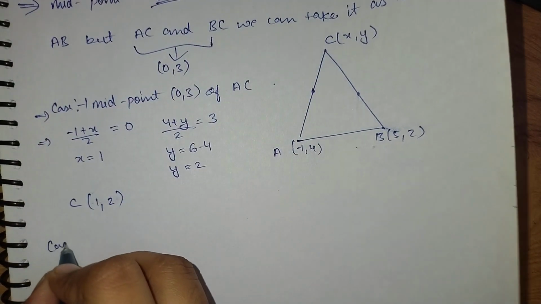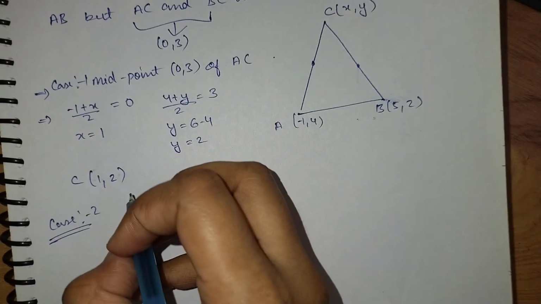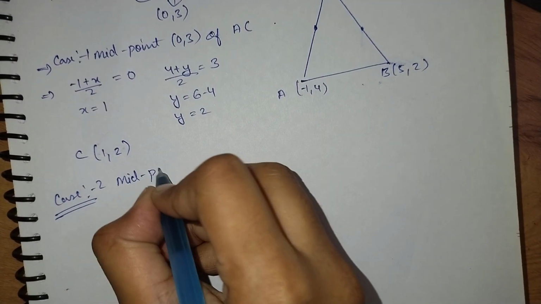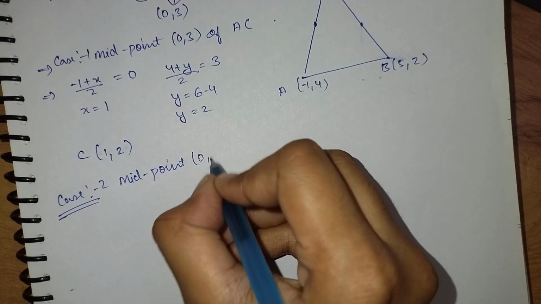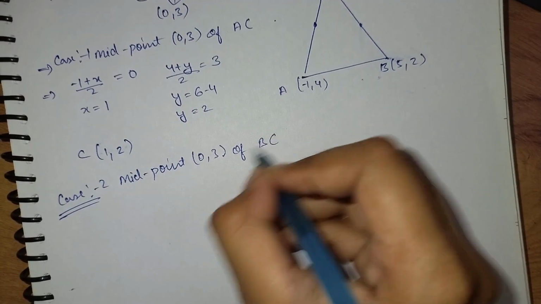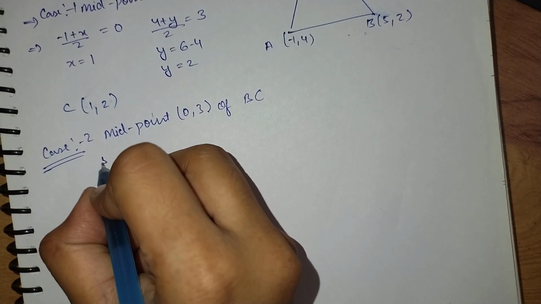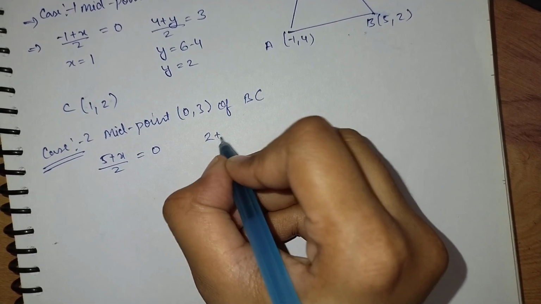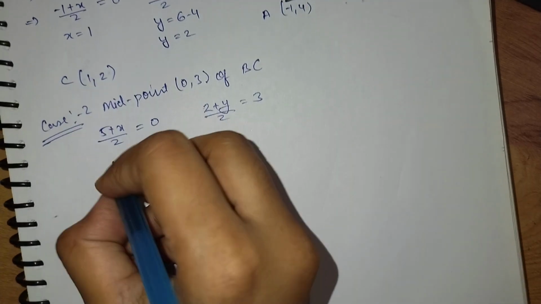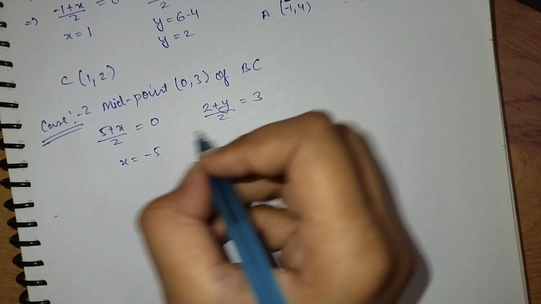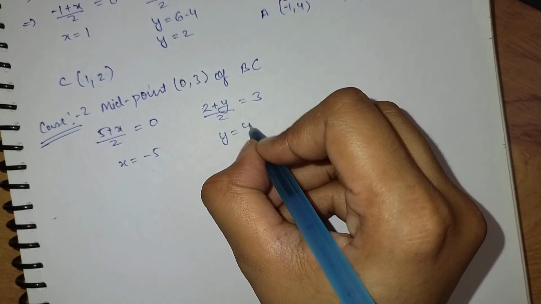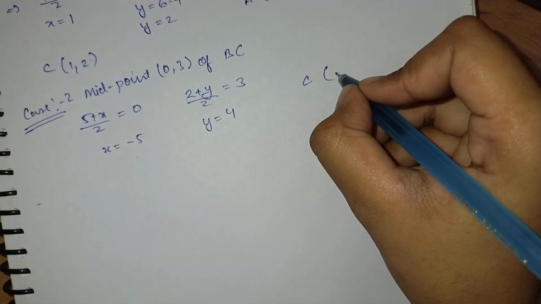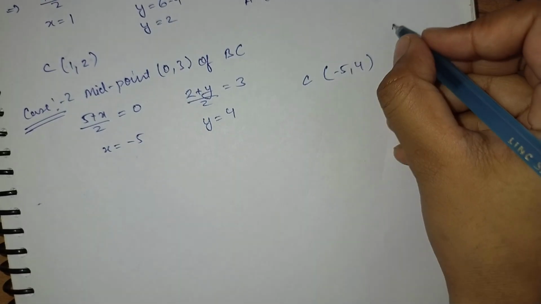Now if we write case second here, and we take midpoint 0 comma 3 of BC, then we can write 5 plus x upon 2 equal to 0, and this will be 2 plus y upon 2 equal to 3. So x will be minus 5 and y will be 6 minus 2, which is 4. Hence the coordinate of C in this case will be minus 5 comma 4 as the final answer.